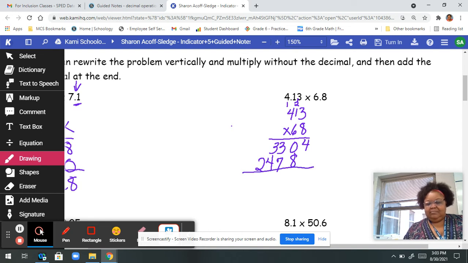And of course, we add. It's very important to keep your numbers lined up. 0 plus 8 is 8. 7 plus 3 is 10. Put the 0, carry your 1. 4, 5, 6, 7, 8.